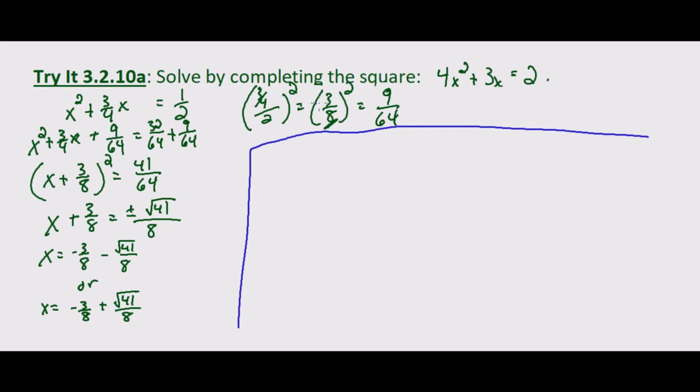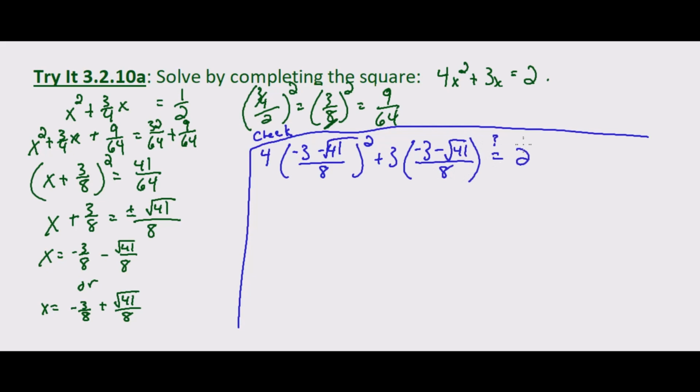First we'll start with negative 3/8 minus the square root of 41 over 8. So here's our check. 4 times negative 3 minus the square root of 41 over 8, squared, plus 3 times negative 3 minus the square root of 41 over 8. We want to know, does that equal 2?